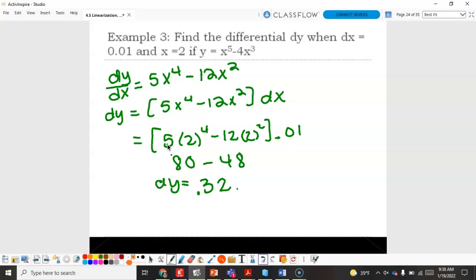This is like the pre-linearization, or a part of the linearization formula, which is known as the differential. The differential represents the changes. Differential is kind of like how I said, there's something called partial derivatives. Differentials don't represent the entire slope.